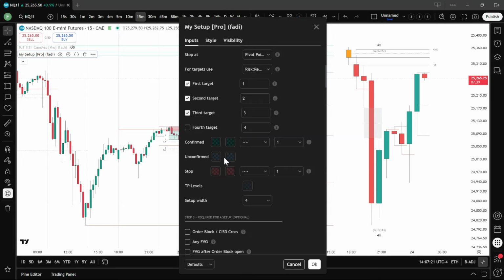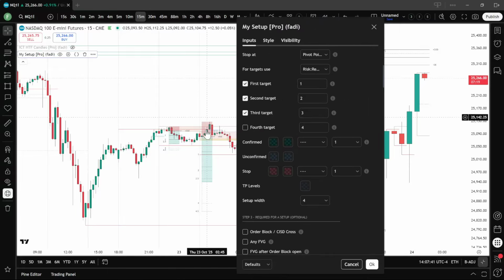Once that's found, it will highlight the entry to target criteria in that color, which is green. If it's not confirmed, we just know there's a setup there, but it did not confirm. The confluences did not meet the condition. They're going to show up in blue. The stop loss region is red, and you can see those here, green and red. We don't have a blue one here. And target levels, basically the lines coming across.